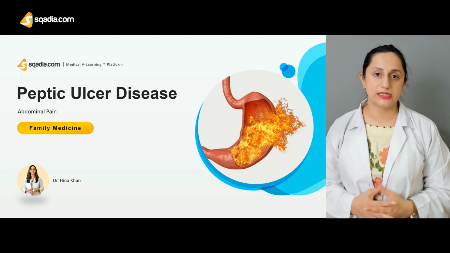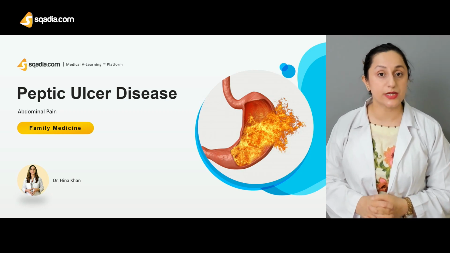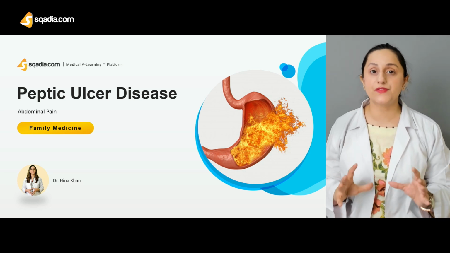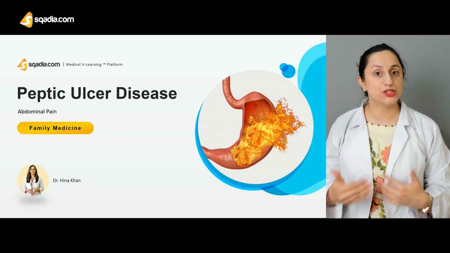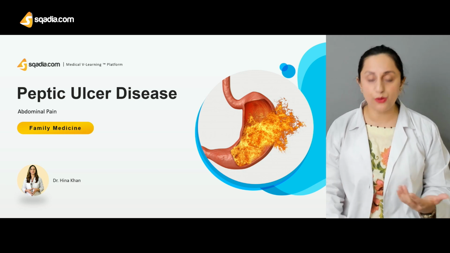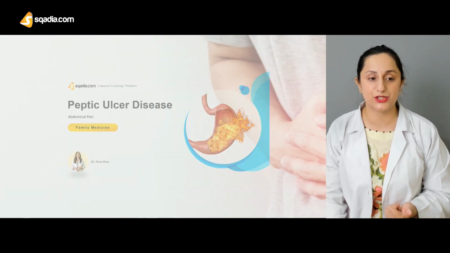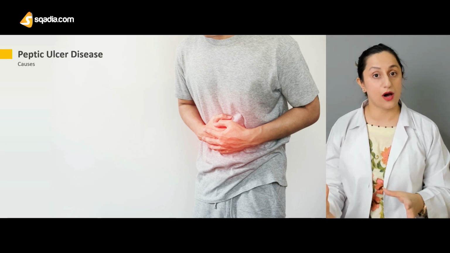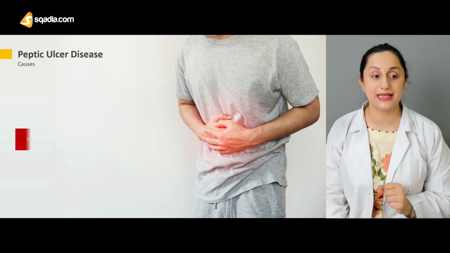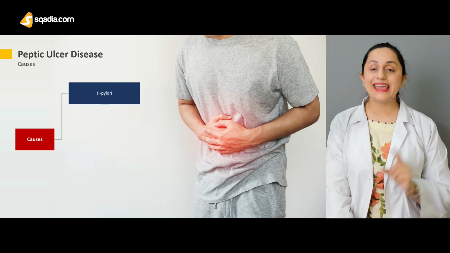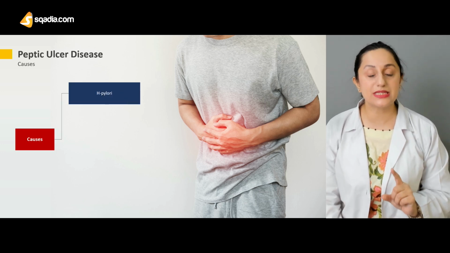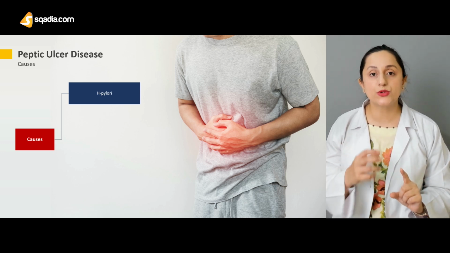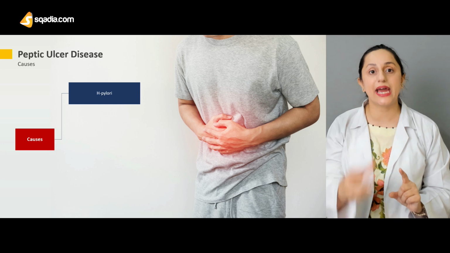One of the important diagnoses for patients suffering from abdominal pain is peptic ulcer disease. It is one of the major conditions that you'll usually come across, and you should know how to deal with these particular patients. Now, the major causative factors for the development of peptic ulcer disease basically include an H. pylori infection.